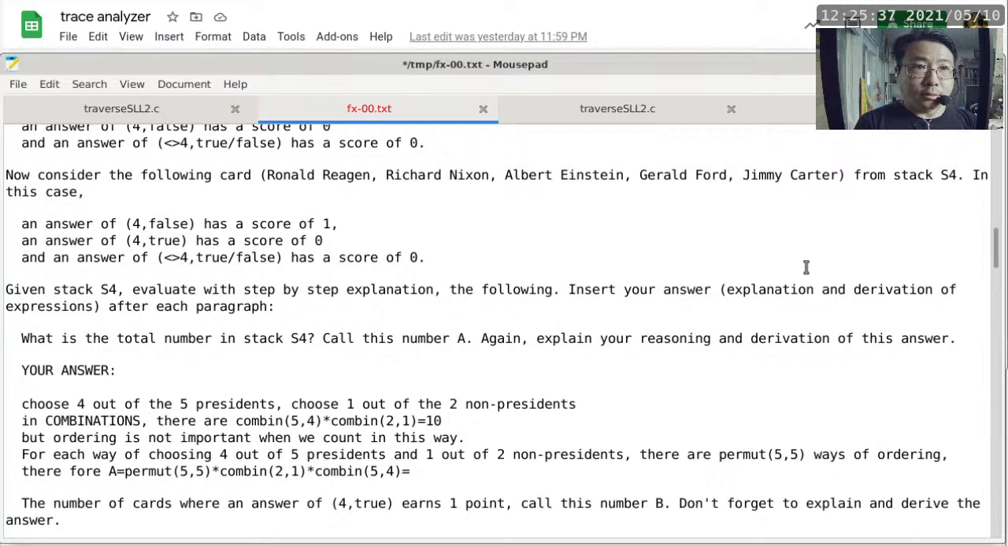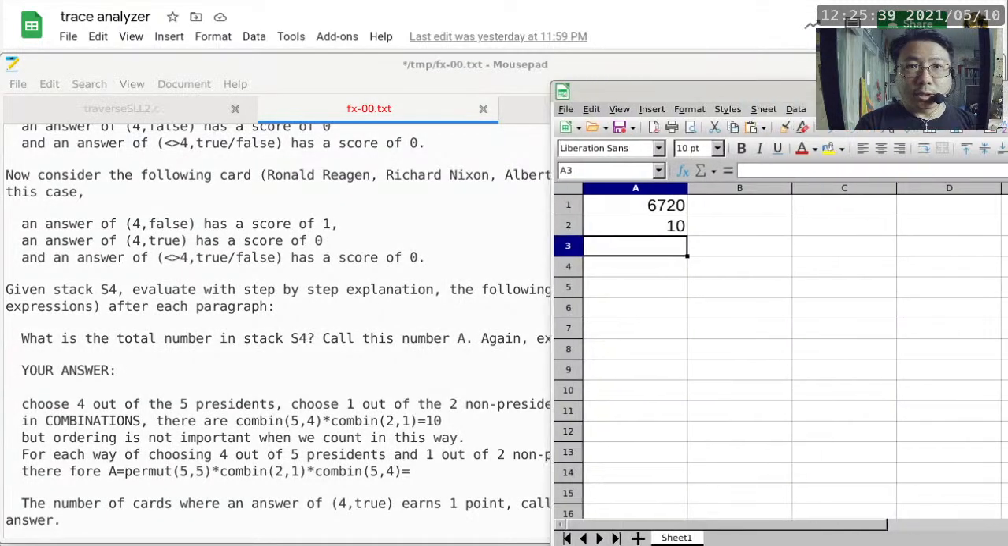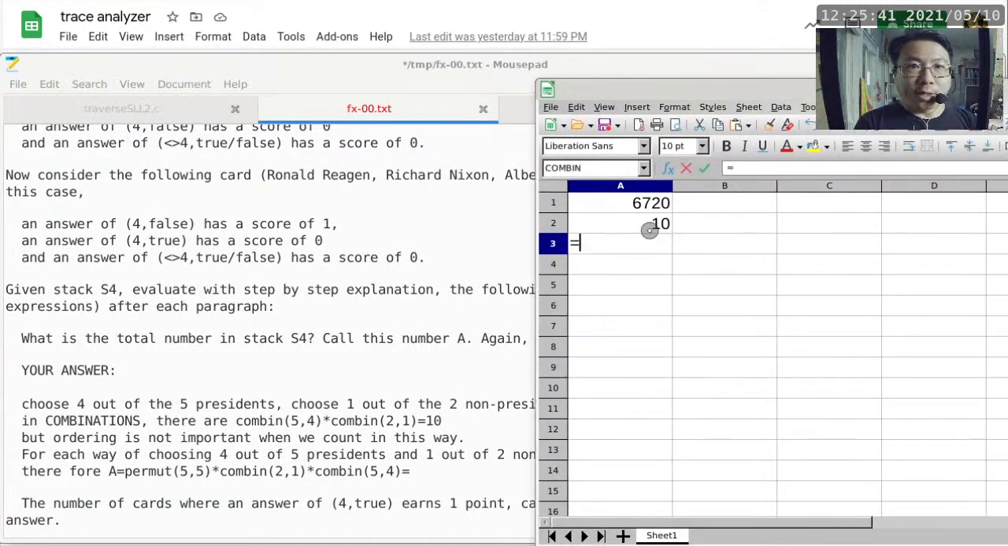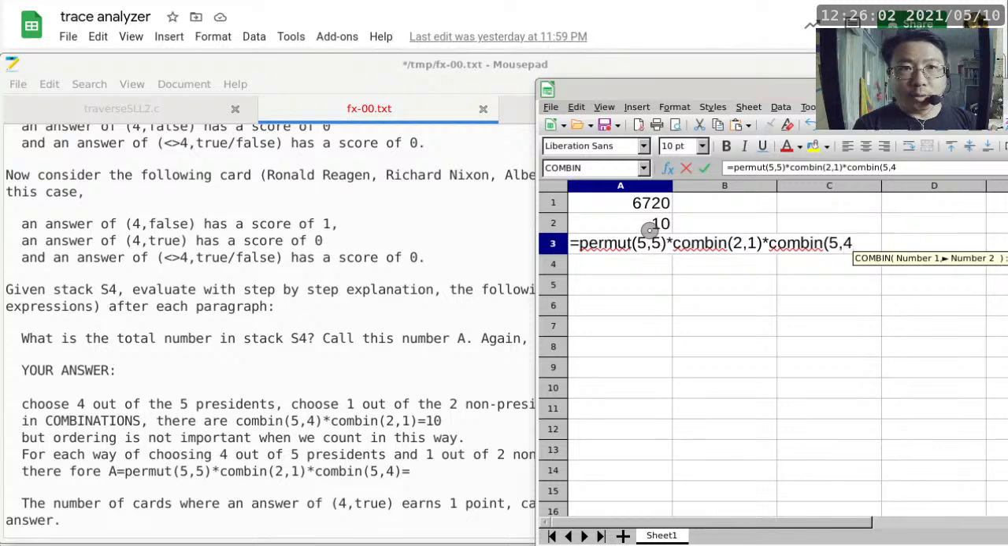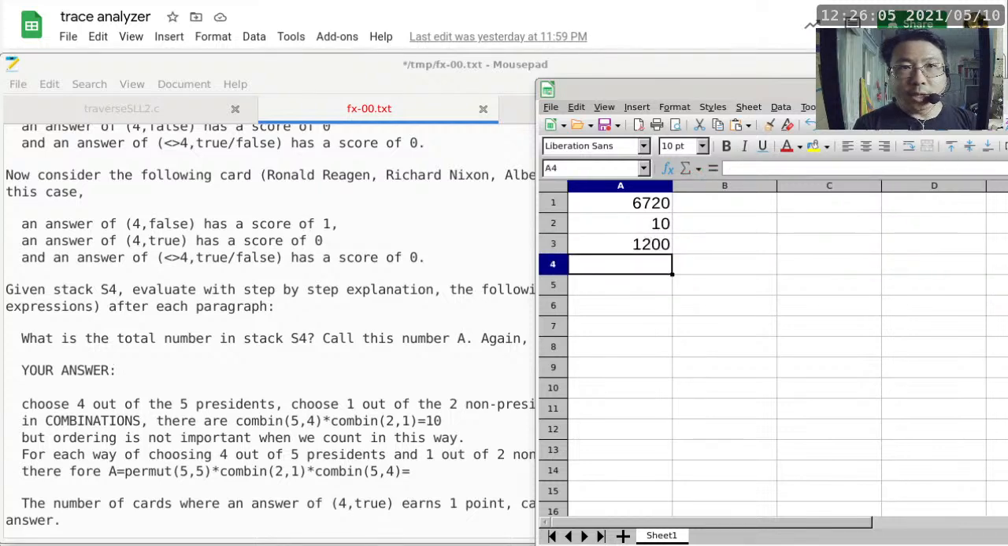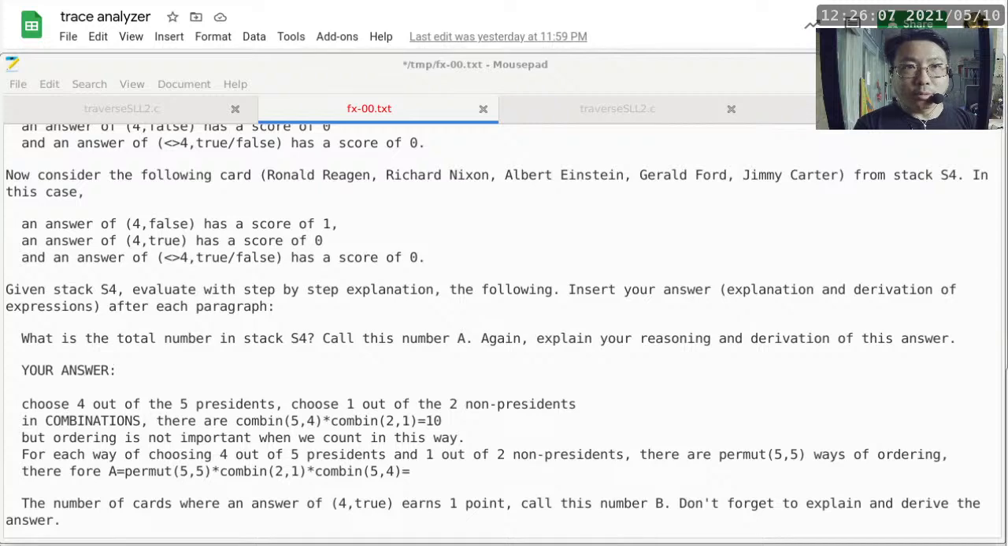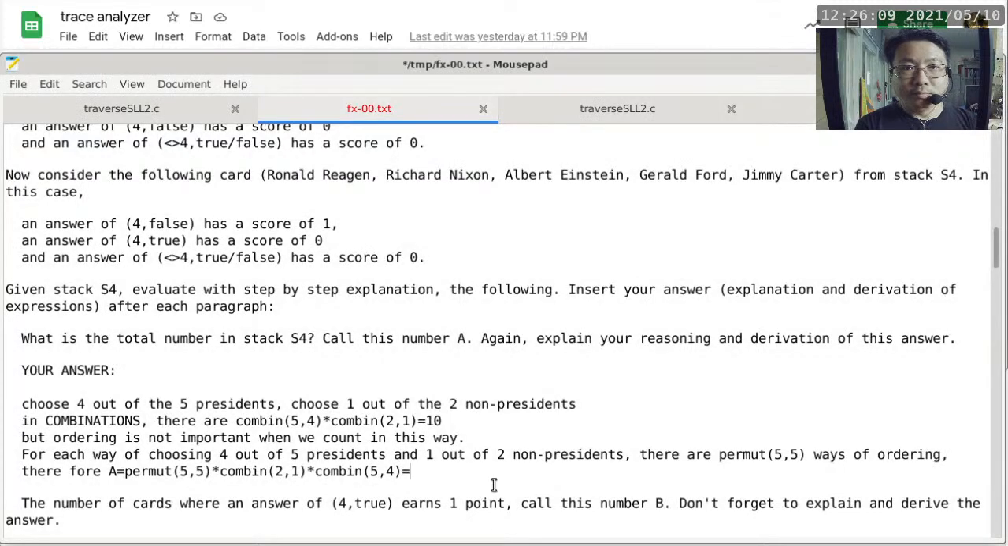and that turns out to be, okay, so I'm going to work on the math here. Now permutation 5 is just 5 factorial, and I believe that is 120. So the total number should be 1,200. But I'm not going to trust my own math, okay? So I'm just going to use my spreadsheet to do the calculation. So combination 2 1, and then combination 5 4, and that turns out to be 1,200. So I got the number actually right the first time.